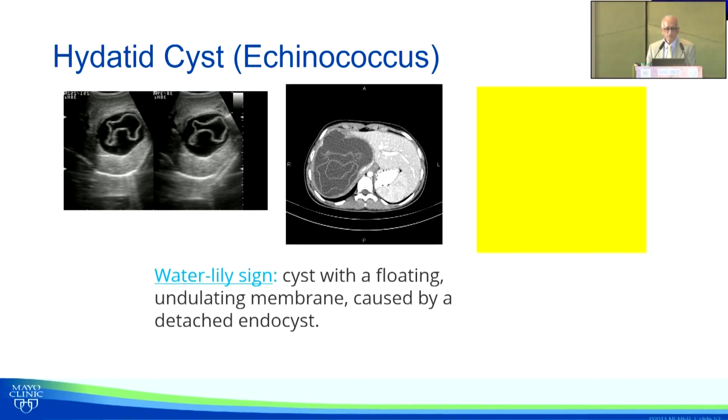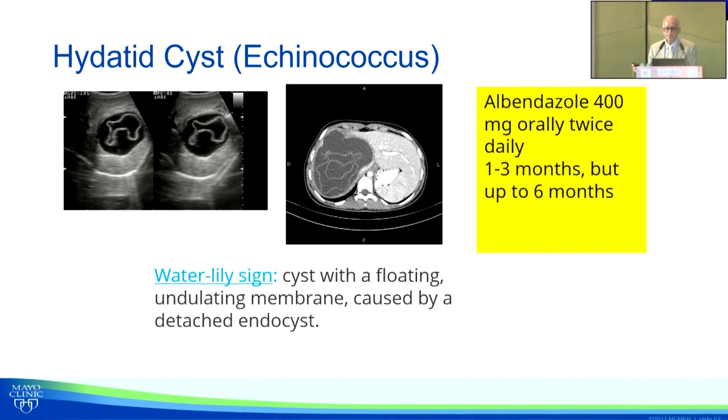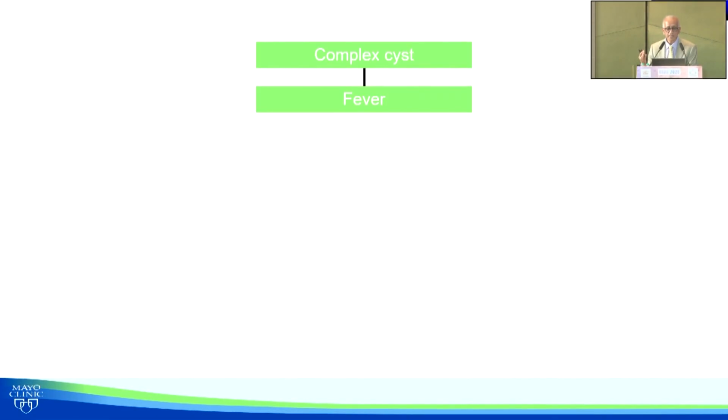So this is the water lily sign. Remember, albendazole needs fat for absorption. So if you want systemic effect of albendazole, it is with the meal. If you want albendazole to work in the intestine for helminthic disease, then it's fasting because you don't want absorption. Okay, these are simple things you should tell a patient.